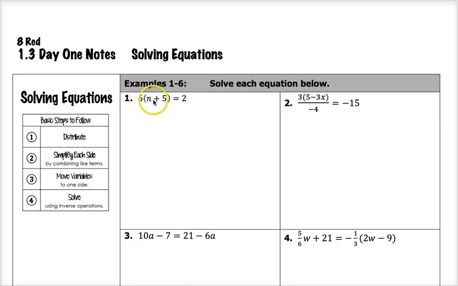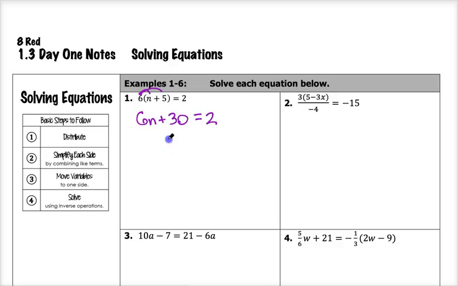We have 6 times the quantity n plus 5 equals 2. Our first step when solving equations is to distribute. So we're going to take the 6 and distribute it to get 6n plus 30 equals 2. We don't have any like terms, and we don't have a variable on both sides, so we can jump right down here to step 4, which says solve, and that means use your inverse operations.